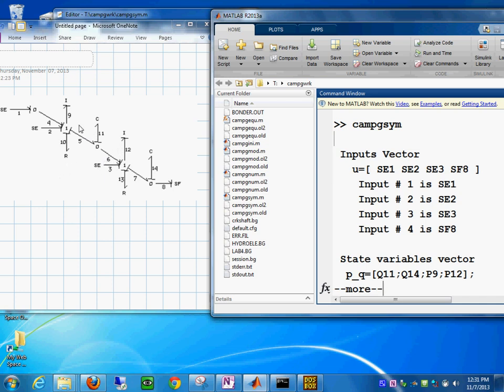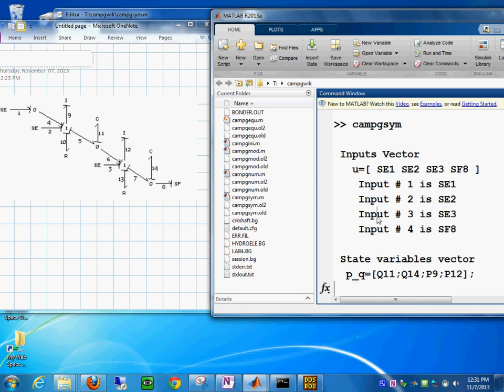So if you need to specify the height of the tanks, then the variables to look at are Q11 and Q14, because those are the volumes. If you divide that by the area, you get the height. So that's one thing I wanted to point out.